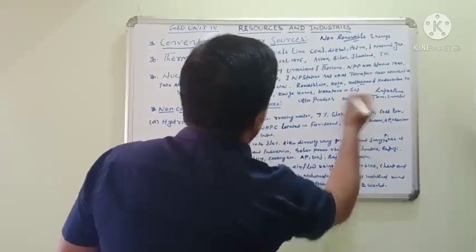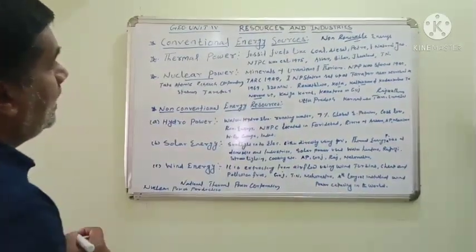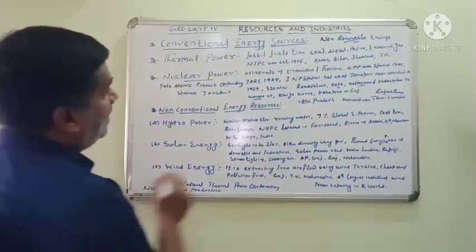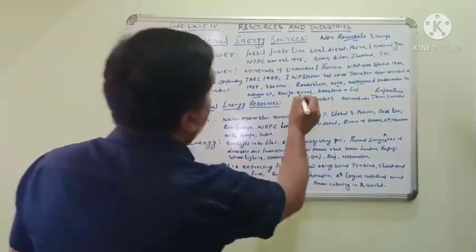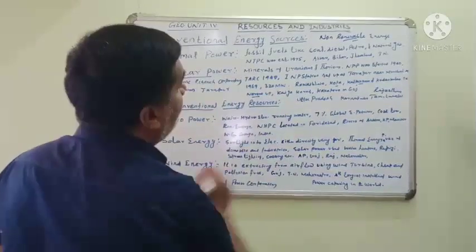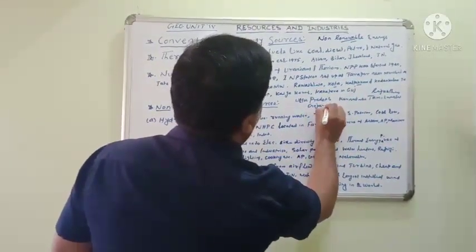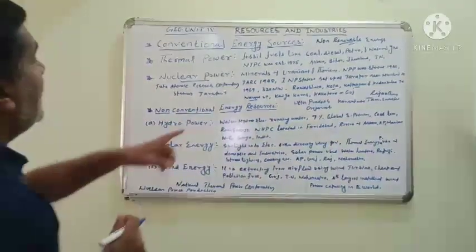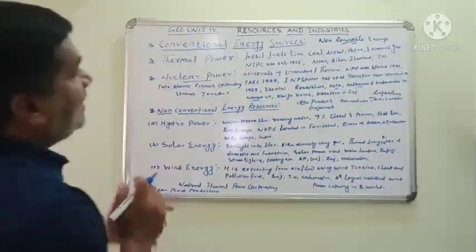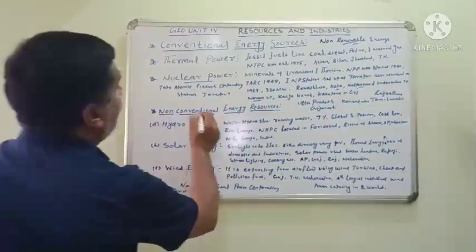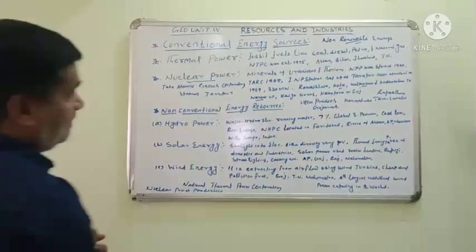and Kakrapar in Gujarat. Nuclear power is mostly produced in these areas. Next one, non-conventional energy resources.